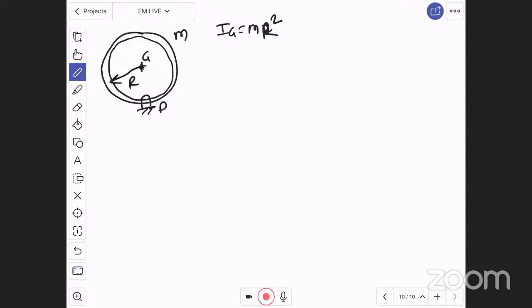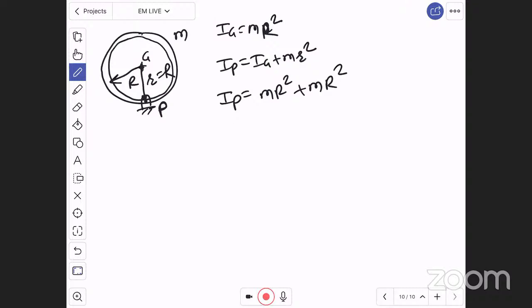If I consider one point P at radius r, that is the distance between G and P is small r, which is nothing but capital R. Therefore, I about point P is Ig plus m small r square. So IP is mr square plus mr square, which becomes 2 mr square. Therefore, for a ring, I on the circumference is 2 mr square, and I about the center, that is the centroid, is mr square.